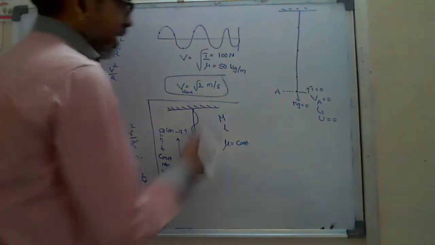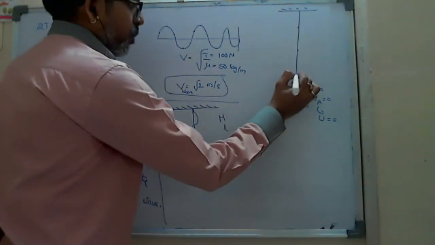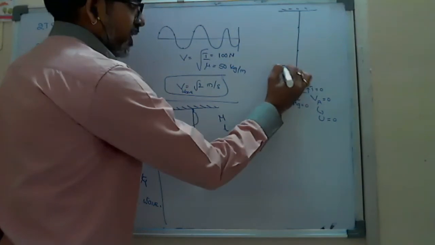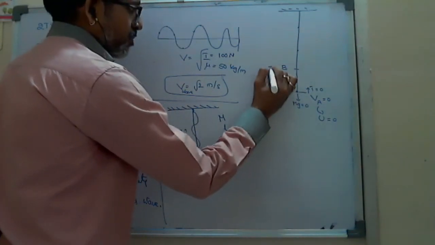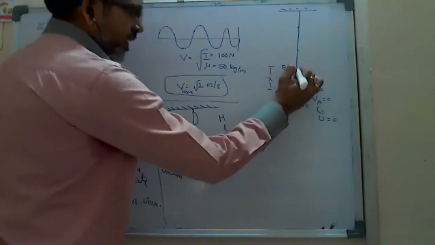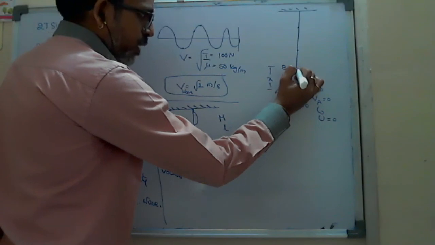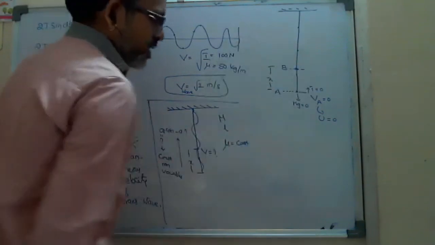Now I am asking the velocity at a point B here, which is at a distance x. At point B, I think below that point there is some mass. Am I right?